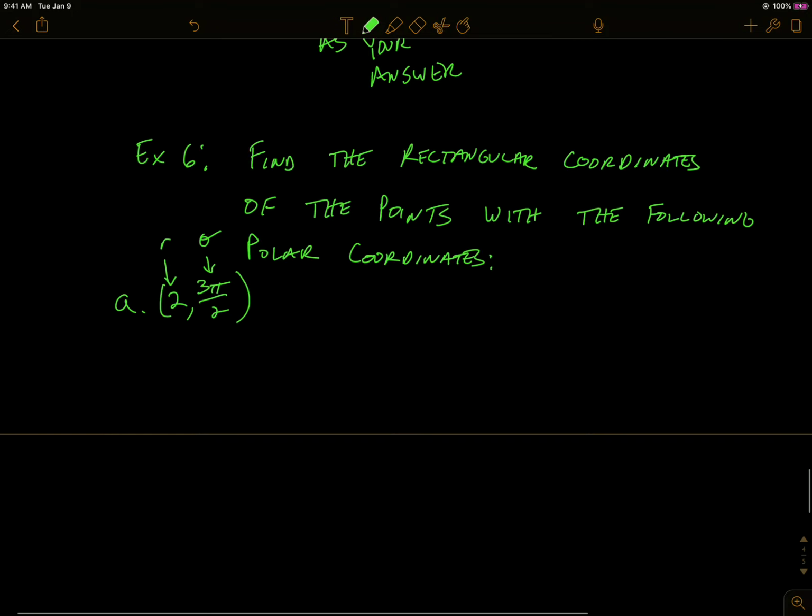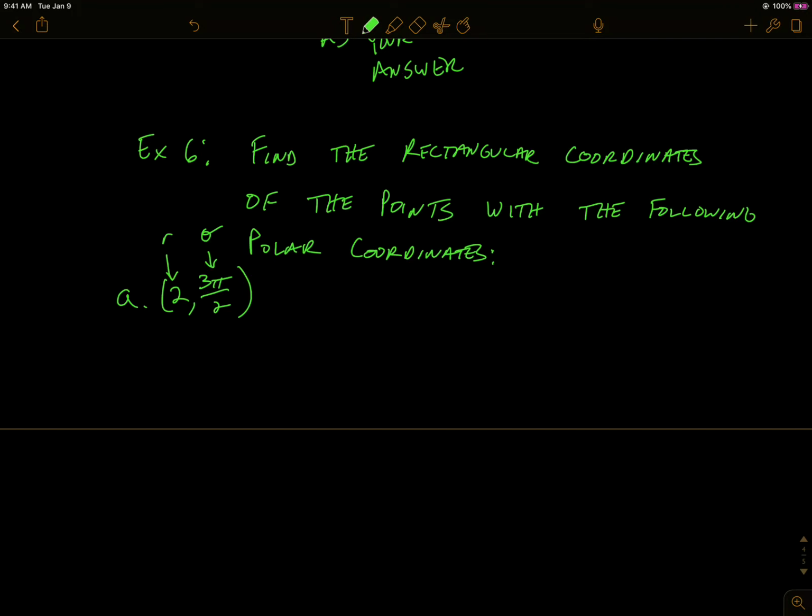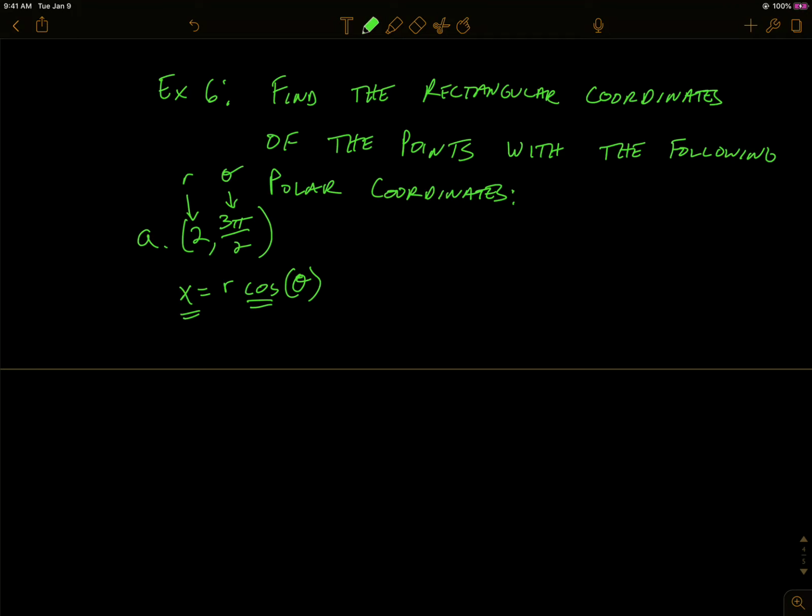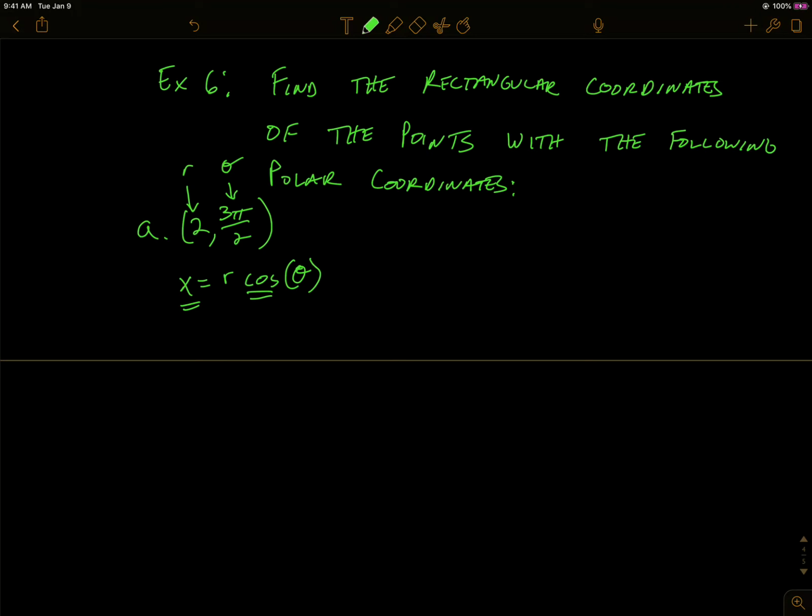We're in polar. So now to convert, to find our x coordinate, it's going to be r cosine of theta. That's easy to remember because we relate our x with our cosine, right? We multiply the r times our cosine value of theta. So x equals 2 times the cosine of 3 pi over 2. Cosine of 3 pi over 2 is 0, so 2 times 0 equals 0. Our x-coordinate is now 0.